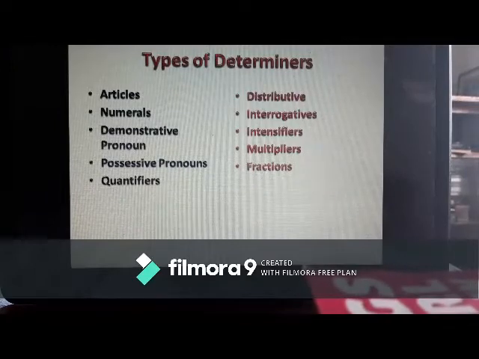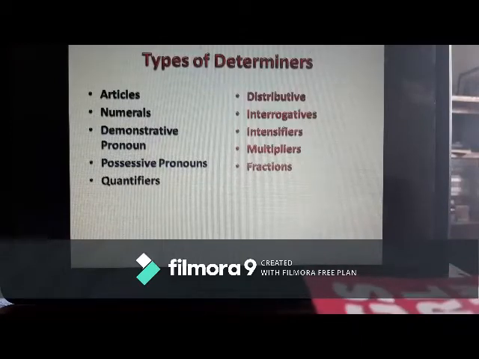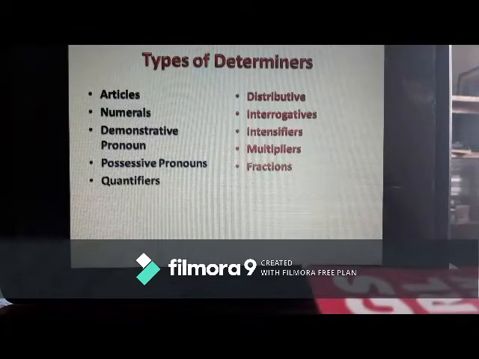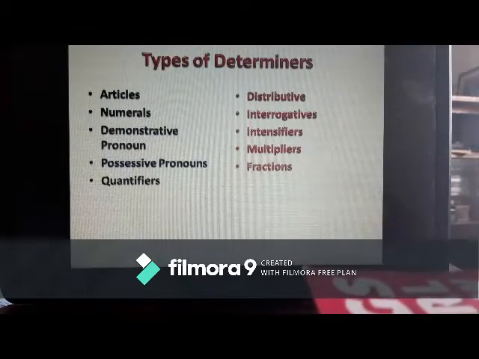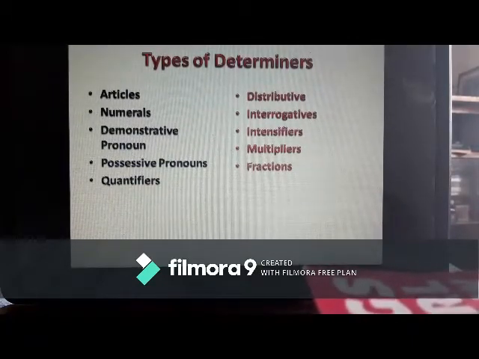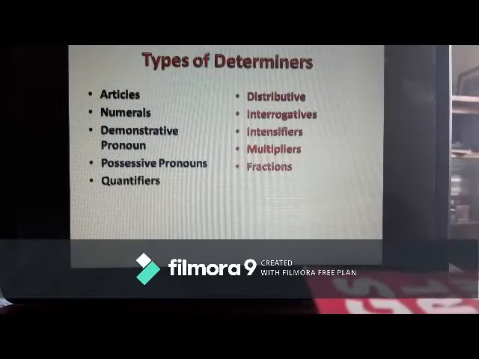Second is numerals. Numerals are numbers, and herein we can divide the numbers into ordinal and cardinal. In ordinal we understand the words, and in cardinal we understand the numbers. Ordinals are first, second, third, and cardinals are 1, 2, 3. For example, she came first in the class. She is the last person to reach. This first and last, they are ordinals.